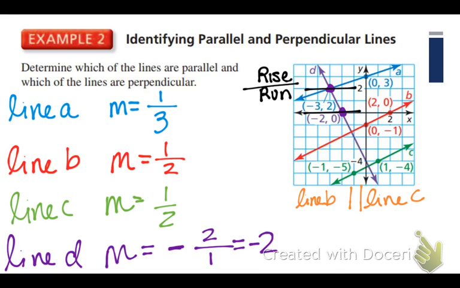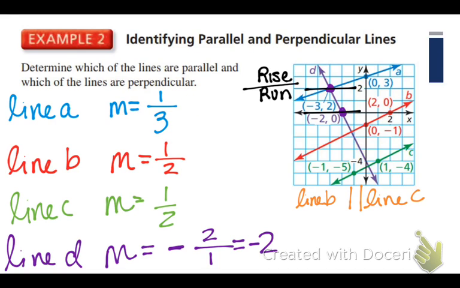Now we need the perpendicular. Let's find the perpendicular of all of them. Okay? 1/3, is it positive or negative? Positive. So the perpendicular would be negative, and then it would be flipped. So it would be negative 3. Do we see another slope that is negative 3? No, so that one does not help us.